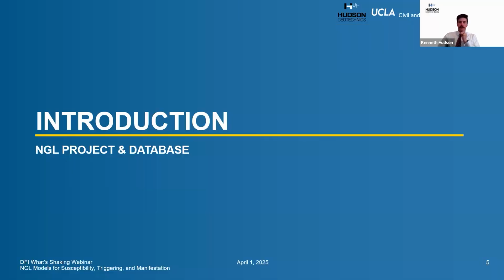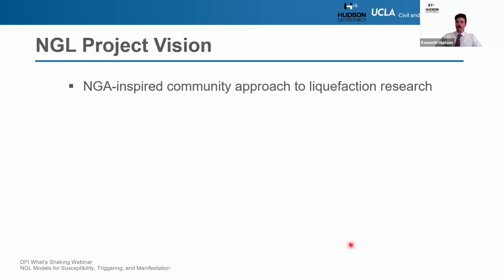So I'm going to introduce this concept of NGL, Next Generation Liquefaction, the project, and what the database consists of now. This idea began in 2014 within the PEER Center, the Pacific Earthquake Engineering Research Center, with the aim of moving liquefaction research forward as a community. So not out of just one research group, but as the entire earthquake engineering community.